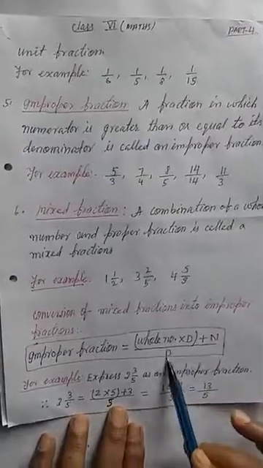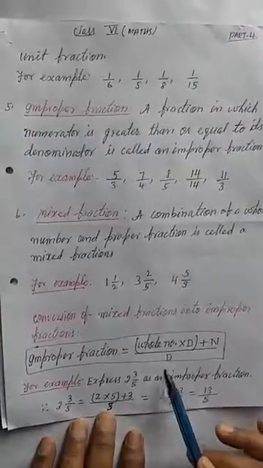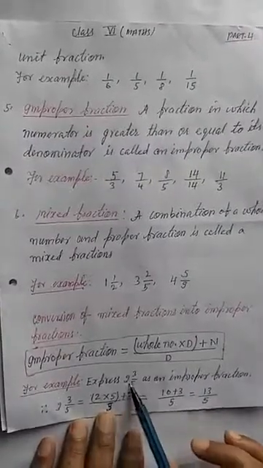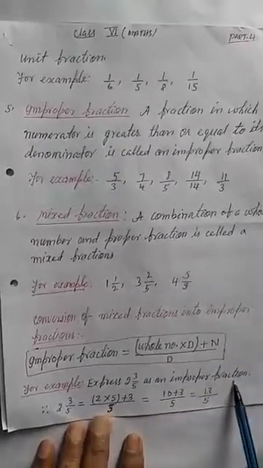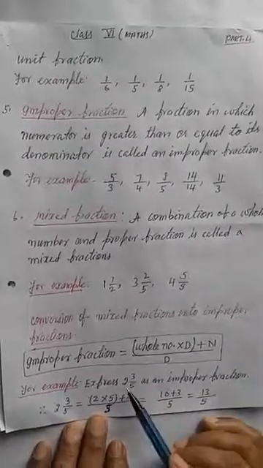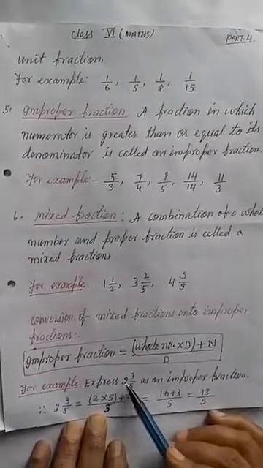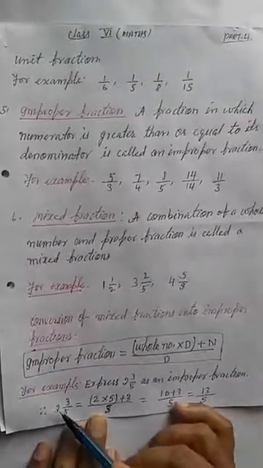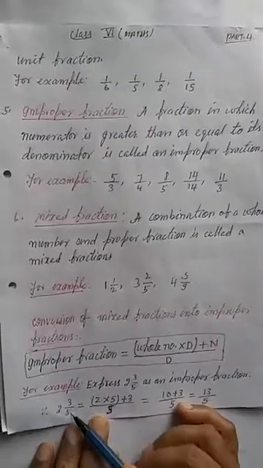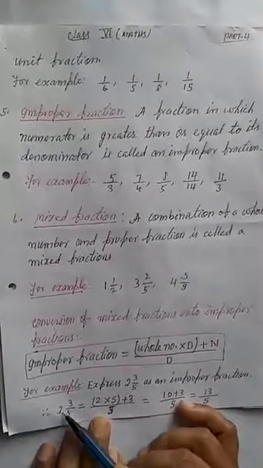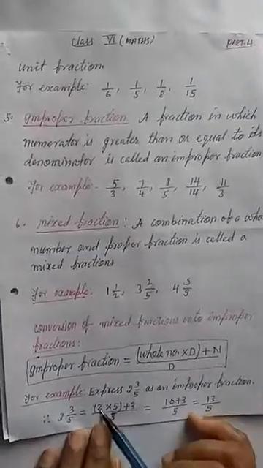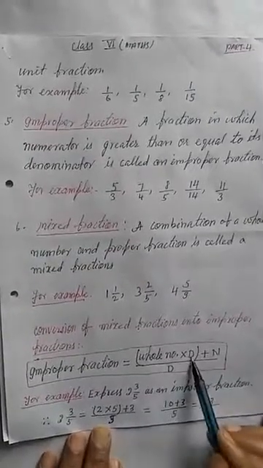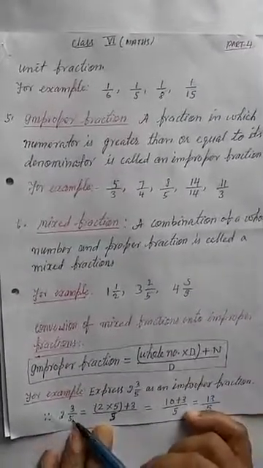Okay. Now let's see an example. Express 2 3 by 5 as an improper fraction. So how do you change it, because this is a mixed fraction? You can write 2 3 by 5. Here 2 is the whole number. Can you say what the whole number is? So according to this, 2 is the whole number. What is the denominator, student? The denominator is 5 here.